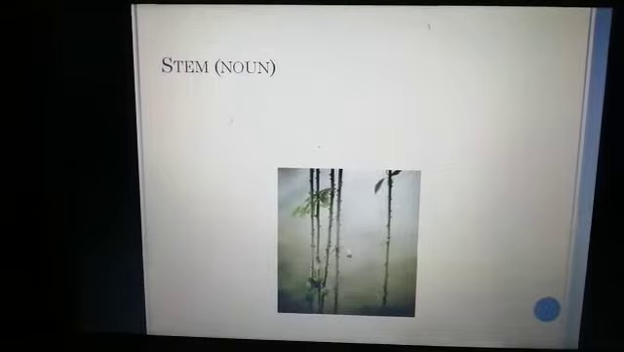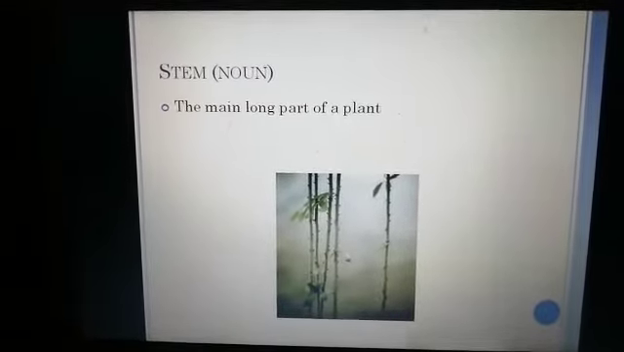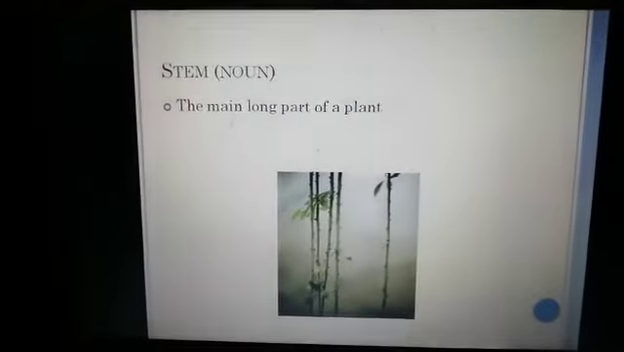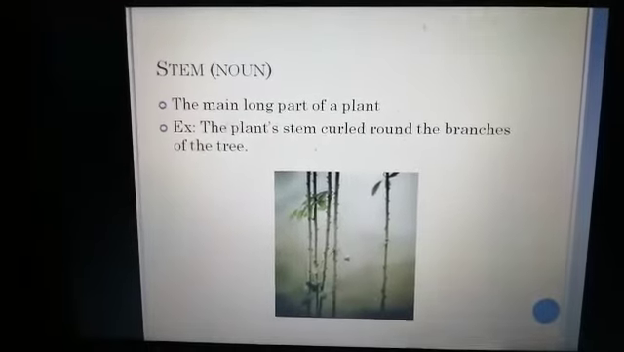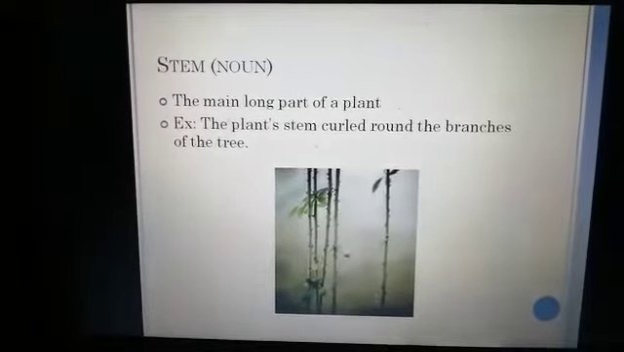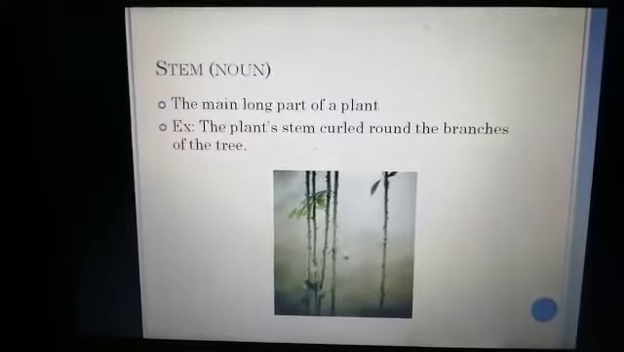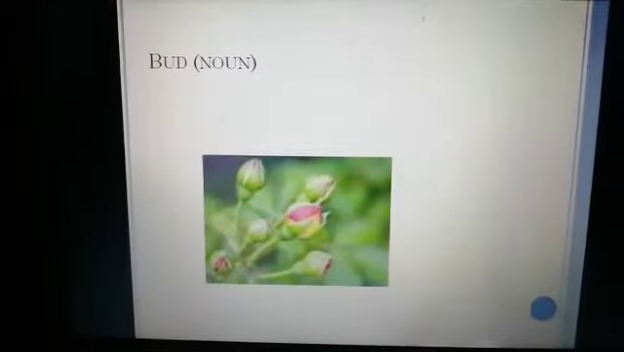Okay, the word stem, it's a noun and it means the main long part of a plant. For example, the plant's stem curled round the branches of the tree.